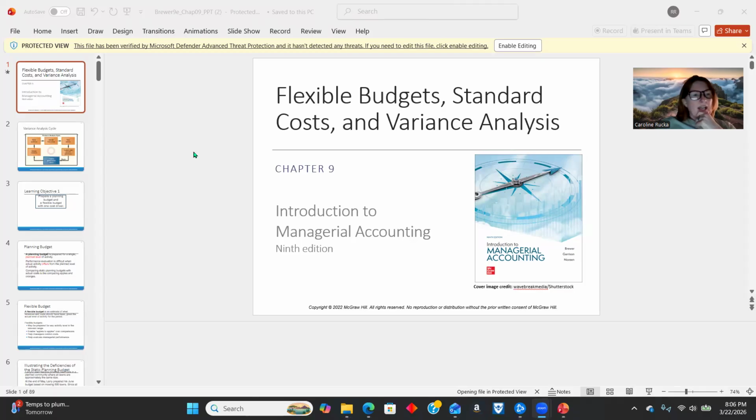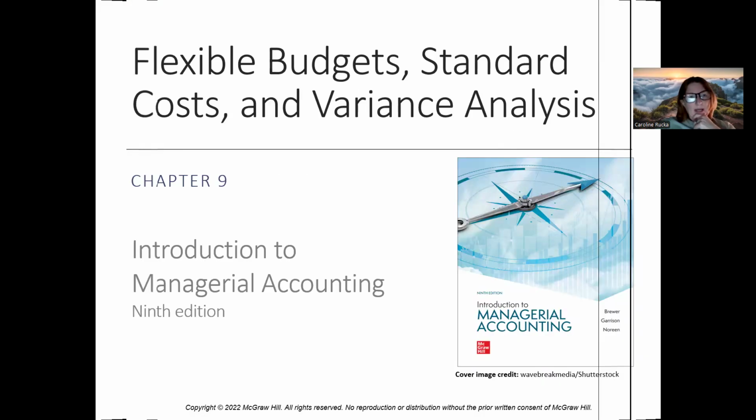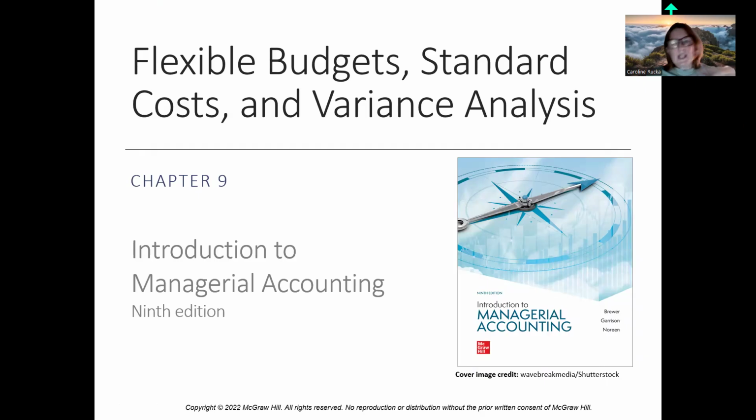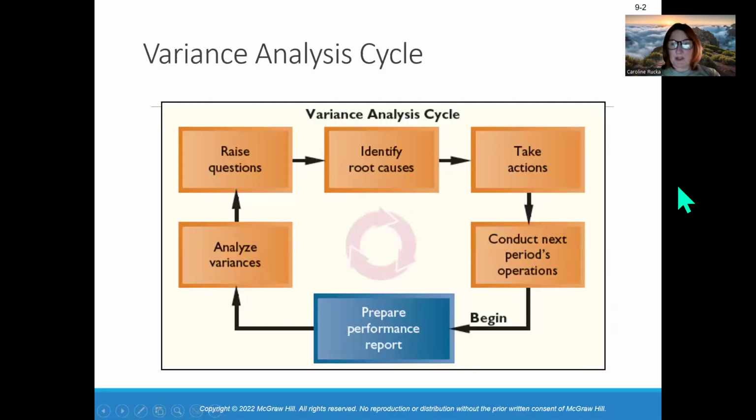Okay, so for our next slide deck, we're going to talk about flexible budgets, standard costing, and variance analysis. This is going to pool together all the concepts that we've learned up to this point. Remember before, in our last lecture, I was talking about the budget and how in accounting everything's a cycle, okay? In this particular case, we are performing what's called a variance analysis, all right?